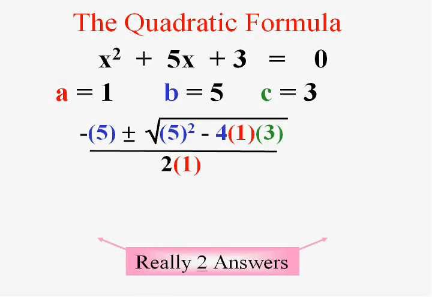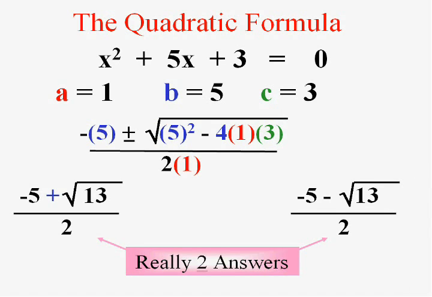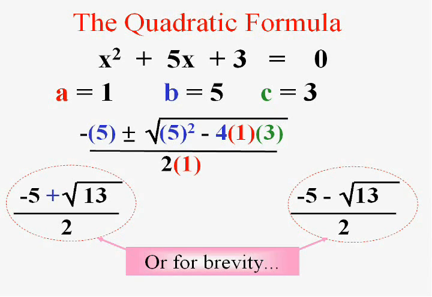You understand there's two answers. Negative 5 plus the square root of 13 over 2, and negative 5 minus the square root of 13 over 2. Got it? Now we like to write it shorter, so instead of writing both of those, we're going to write negative 5 plus or minus the square root of 13 over 2. It just shortens our work. So get used to seeing that.